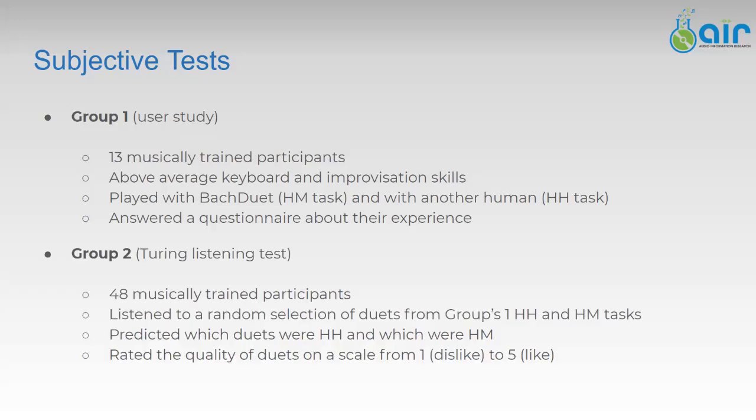The second group consisted of 48 musically trained participants. They participated in a Turing listening test where they were asked to listen to a random selection of duets generated from the participants of the first group. They had to rate the duets and determine which of them were generated by two humans or a human interacting with BachDuet.